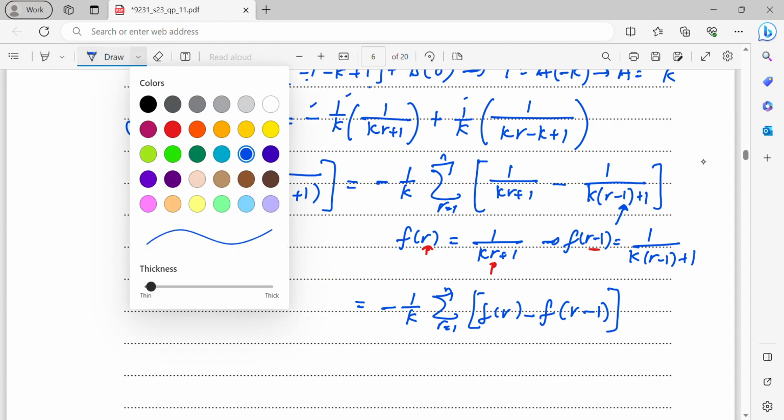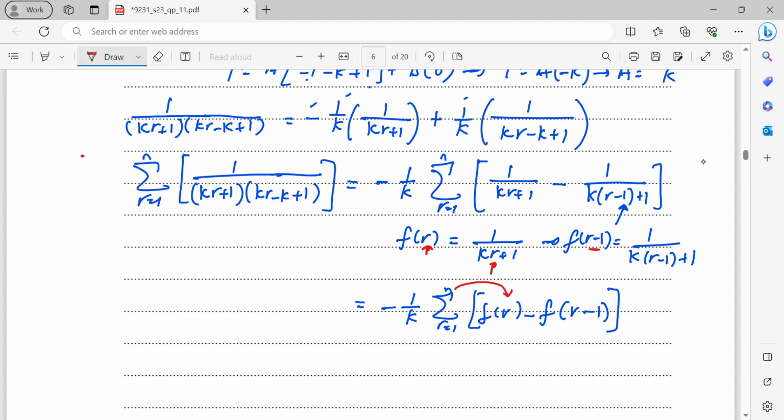Okay, after this, just substitute the n into the first r and then substitute the 0 into the second r minus 1, which means I will get negative 1 over k bracket f(n) minus f(0). Okay, so now I will replace my r here by n, because we need to get f(n) in the working. So now I will get negative 1 over k. So f(n) becomes 1 over kn plus 1.